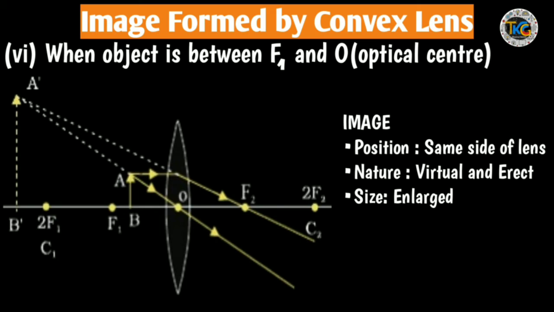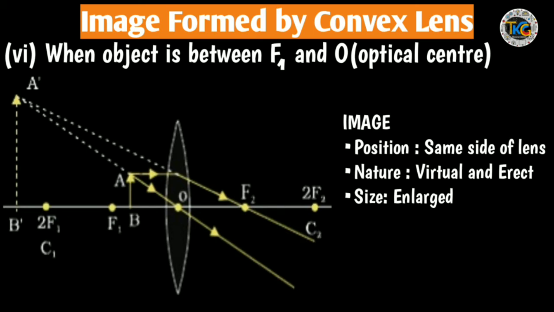Students, observe one important thing here. As the object moves towards the lens gradually, the image position goes away from the lens. When the object is at infinity, the image forms at focus, and the nature is real and inverted, and the size is a point object. After that, when the object is placed beyond 2F1, the image is formed between F2 and 2F2, and the nature is real, inverted and smaller than the object.